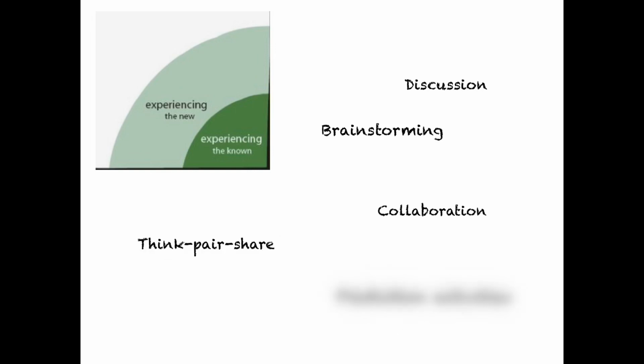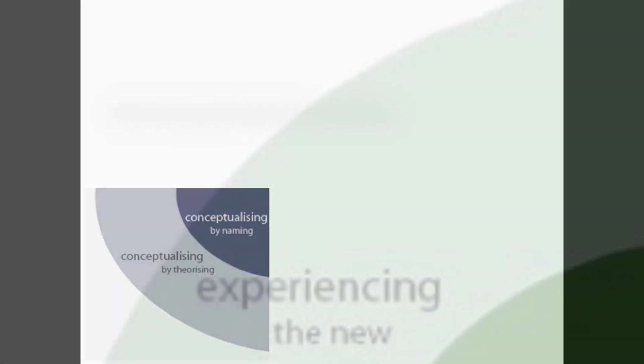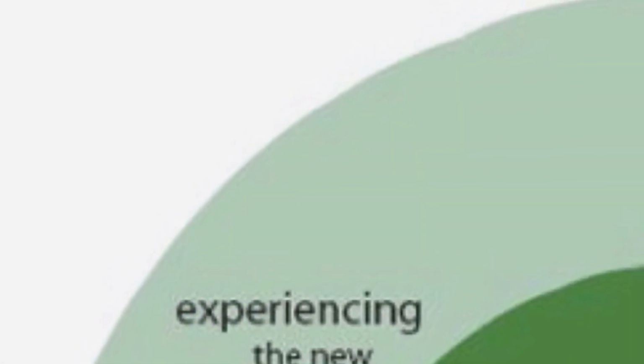Firstly, looking at experiencing, teaching strategies can include discussions, brainstorming activities and collaborative learning activities such as think, pair, share and prediction activities. These activities give students multiple opportunities to demonstrate prior knowledge. Another way of experiencing is by allowing students to choose their own topic to research to contribute to the activity structure.